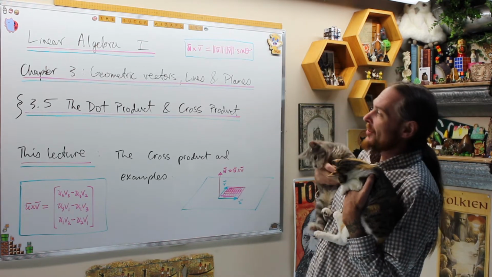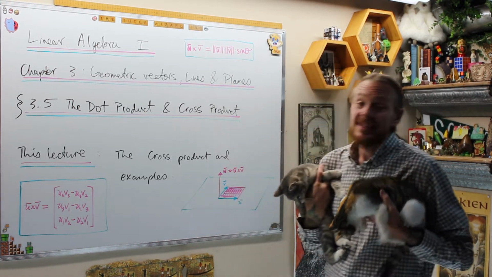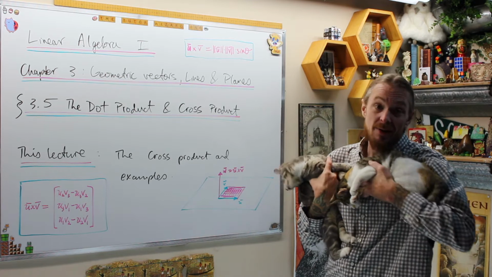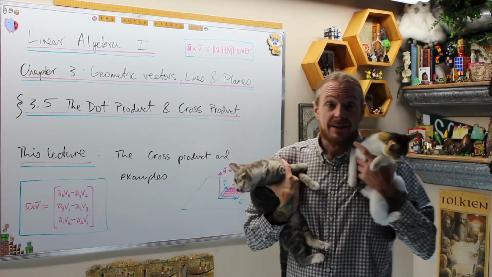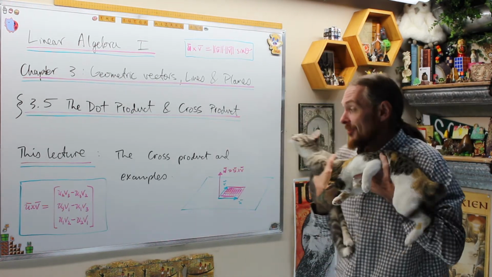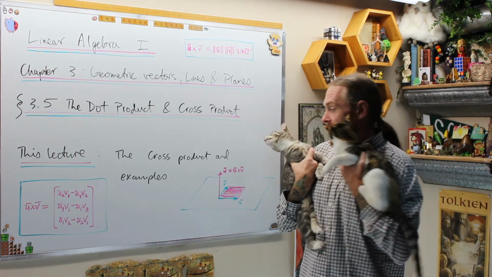This time what we're doing is Linear Algebra 1. We're doing Chapter 3, which is Geometric Vectors, Lines, and Planes. Section 3.5 is going to be dot product and cross product. Last time we did the dot product explicitly. This time we're going to do the cross product and some examples. I know, it's exciting. Let's get to it.